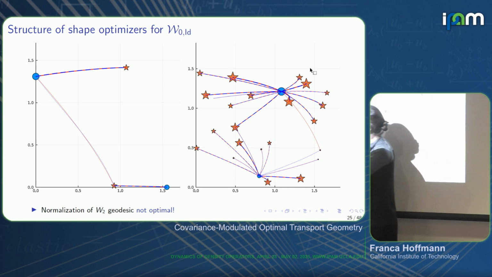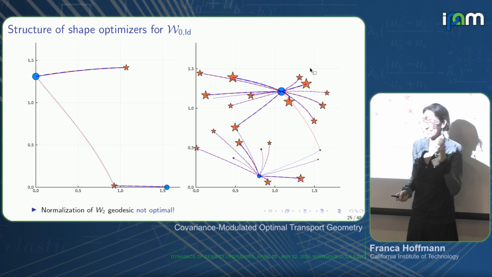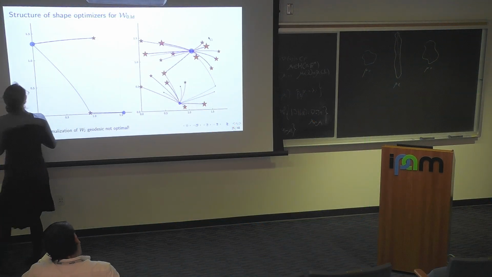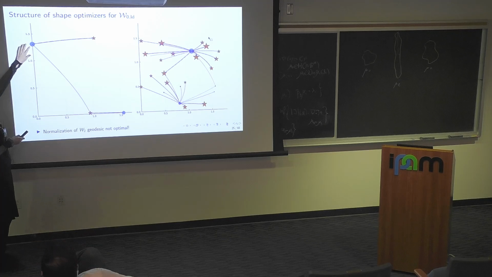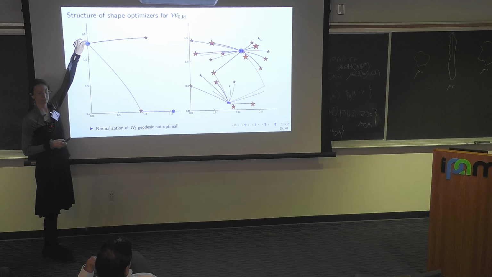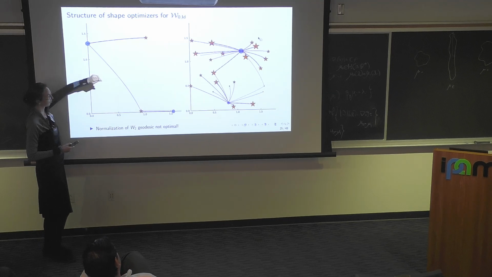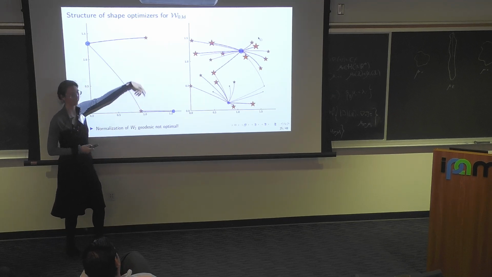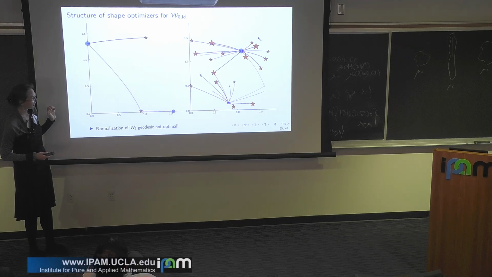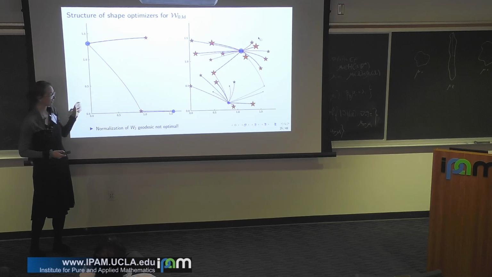Andre made these on New Year's Eve, so he chose stars because he was in fireworks mode. Here we have a source measure, which is a Dirac, and the size tells you the mass at that Dirac. Then your target is these two stars, and again, the size tells you the mass.